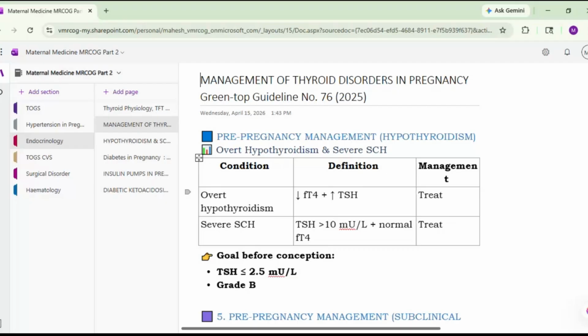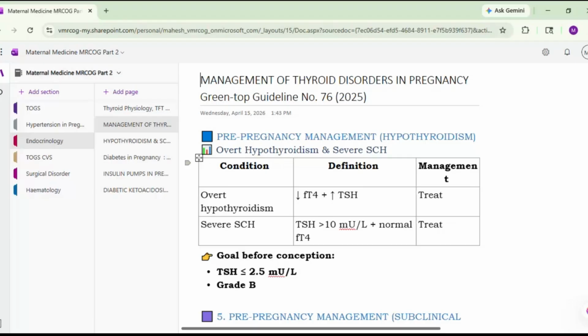And in severe subclinical hypothyroidism, what is the situation? There is a TSH which is more than 10 milli international units, but there is a normal FT4. So it is subclinical. FT4 level is normal, but it is a severe subclinical, that means TSH is more than 10 milli units per ml. So in overt, TSH will be increased and FT4 will be reduced, while in severe subclinical hypothyroidism, the FT4 will be normal, but the TSH will be more than 10 milli units per liter, and less than 10 will be non-severe subclinical hypothyroidism.